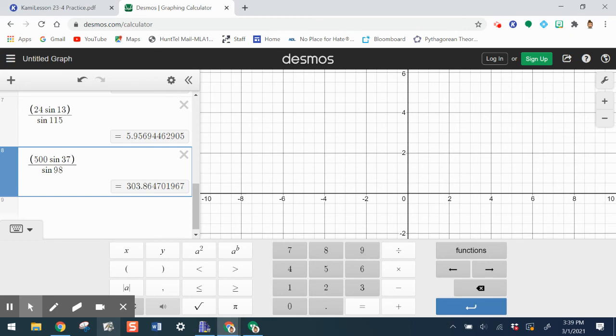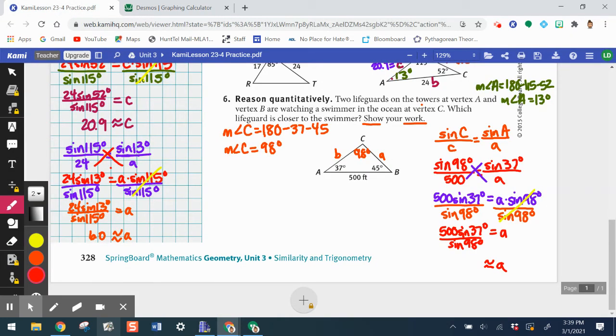So we'll have 303.9 feet, since we are dealing with an actual unit here. And so we know that the distance from lifeguard B to the swimmer is 303.9, which is a reasonable answer because look at one of the distances already in our triangle. Otherwise, I'd probably say that it's a very outlandish answer, but it does seem to be okay here.